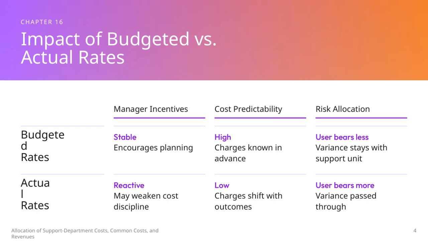On the other hand, actual rates are more reactive and can weaken cost discipline because charges fluctuate based on actual outcomes. This means users bear more risk, as variances are passed through to them. The choice between these two approaches affects how costs are managed and how incentives are aligned within the organization. Understanding this balance is crucial for effective cost control and resource allocation.